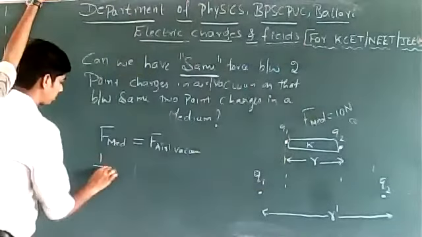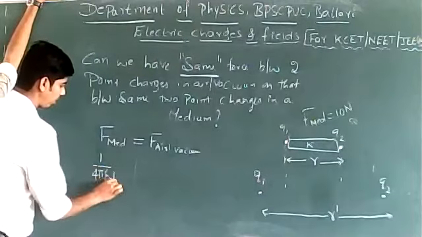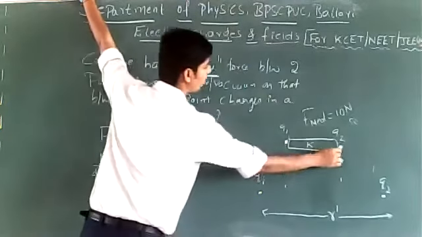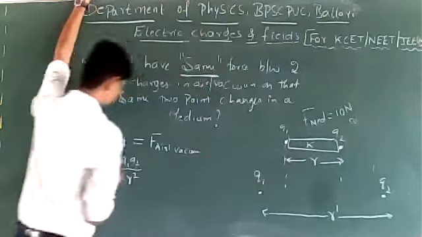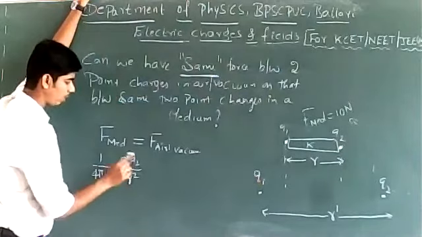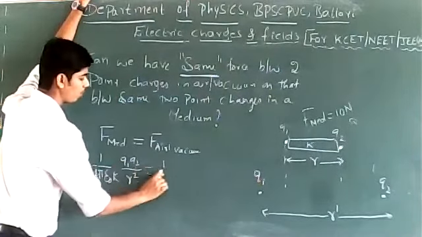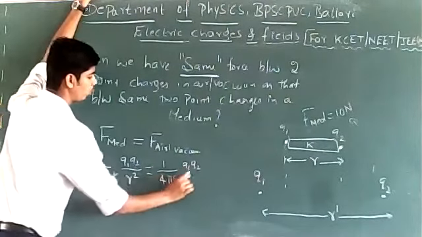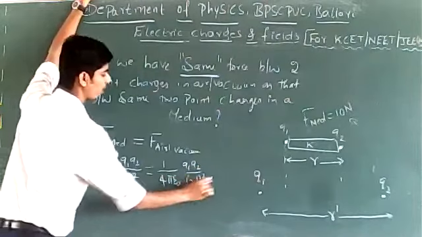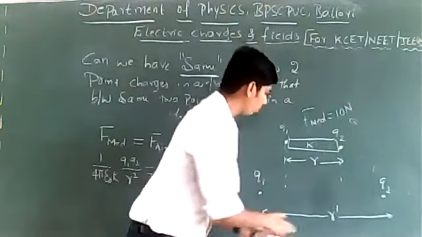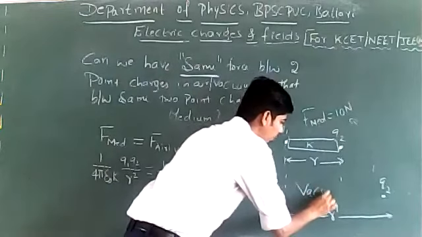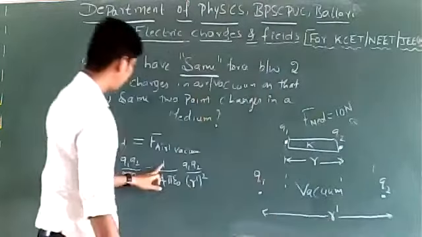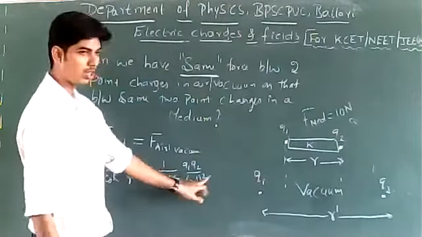Force between two point charges can be written as 1 by 4 pi epsilon naught times k q1 q2 divided by r square. See, the distance between two point charges in the presence of the medium is r. That is equal to the force between two point charges in air or vacuum, which is 1 by 4 pi epsilon naught q1 q2 divided by r dash square. In the presence of air or vacuum, the distance between the two point charges is r dash.